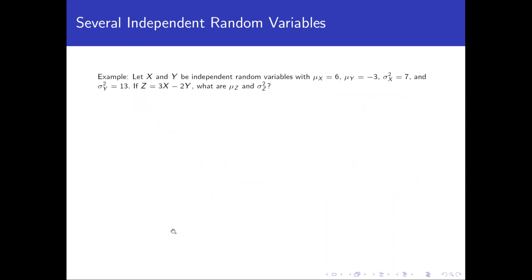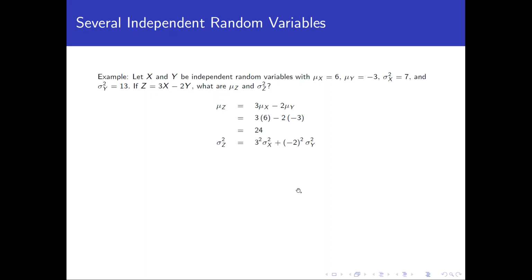So let's look at this example. Let's say we have independent random variables. These are the means and the variances. And it says, what's the mean and variance of Z? Well, the mean is easy, right? We do the linear combination that we are given for the means that we are also given. So we do 3 times the mean for x, negative 2 times the mean for y. Add them together, get 24.